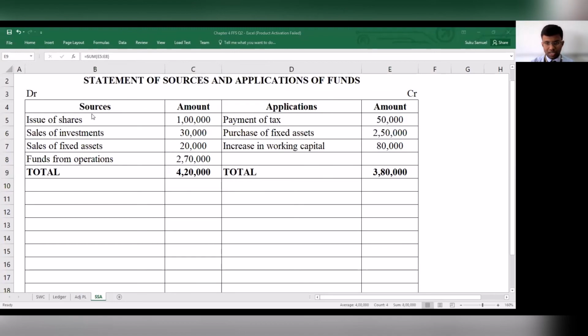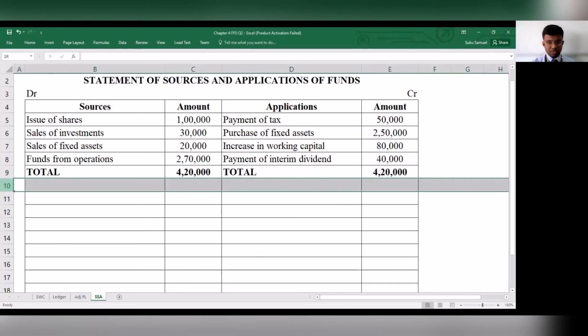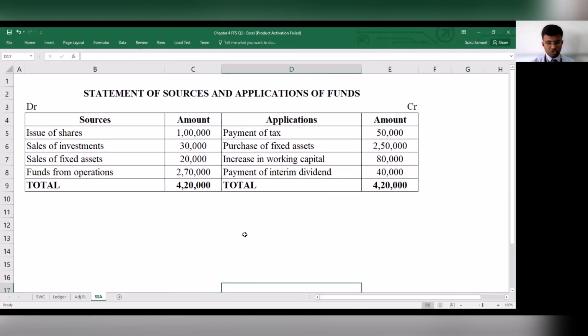Yes, I did miss out on one item, and that was the payment of interim dividend. That was an application which I missed out. So payment of interim dividend, and the interim dividend was 40,000. And if you notice, my sources are perfectly matching with my applications, which means my working out, my solution, is perfectly fine, and I have completed the preparation of the fund flow statement for this particular question.